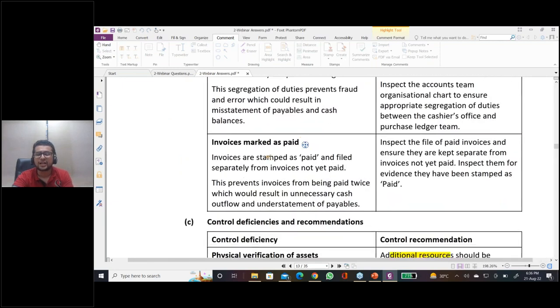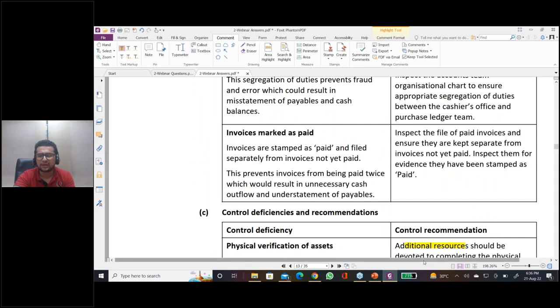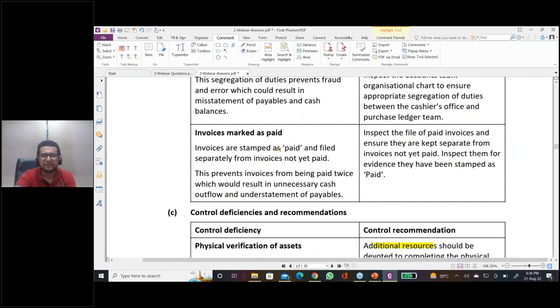But there was a key control as well. And what was the key control? Invoices are stamped as paid and filed separately. This prevents invoices being paid twice, because this will block the company's cash unnecessarily if you are going to pay it twice. So is this clear, this question?